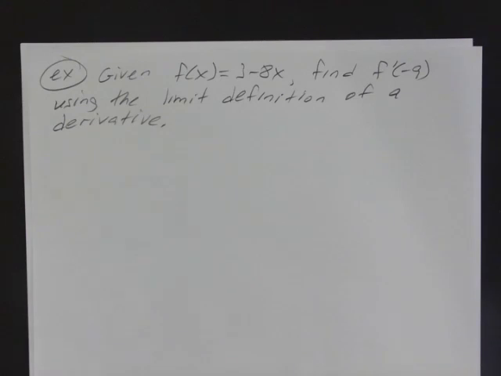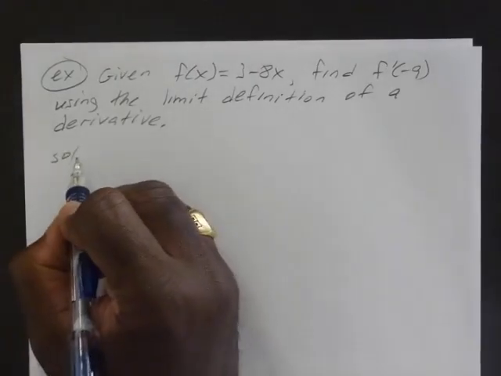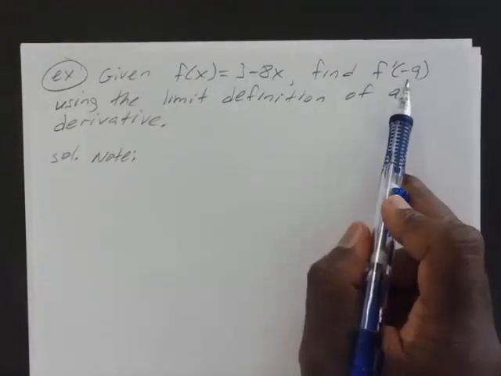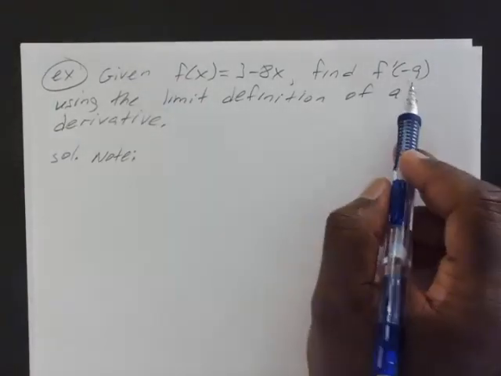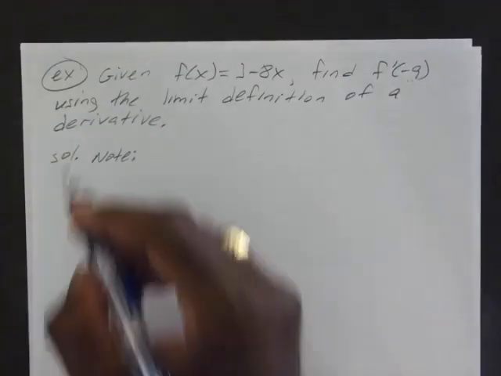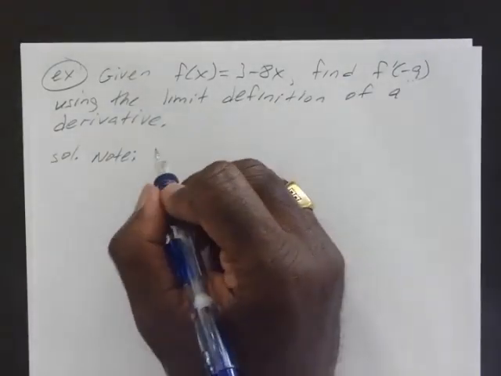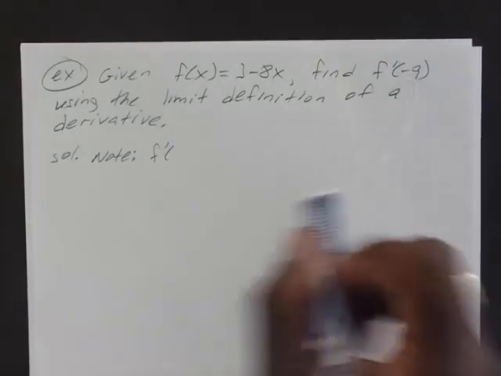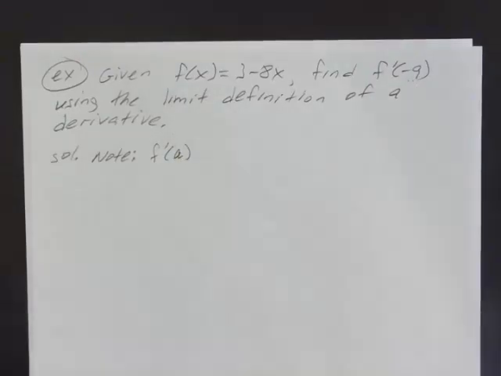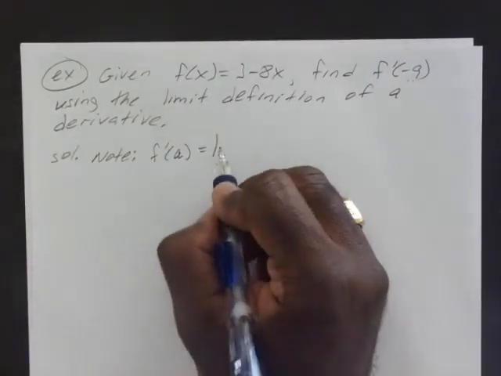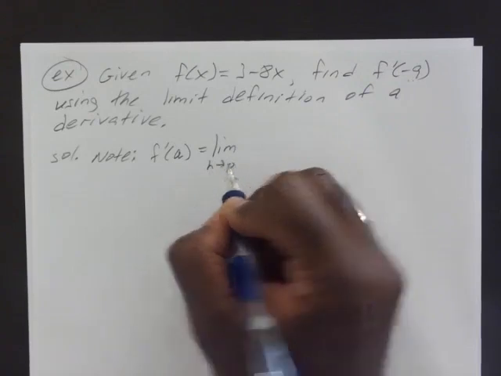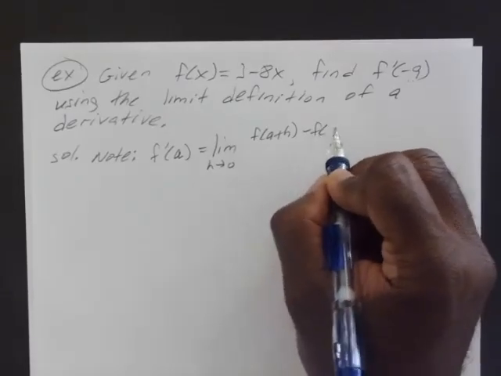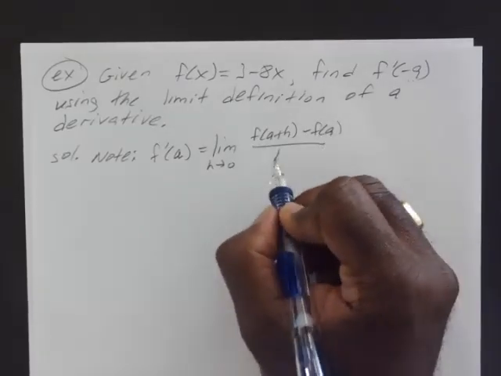Okay, so before, when we knew the value, you can call it x sub 0, you can call it a. Sometimes you'll see a, I'll use a this time. So f prime of some value that we will call a is equal to the limit as h approaches 0 of f of a plus h minus f of a all over h.